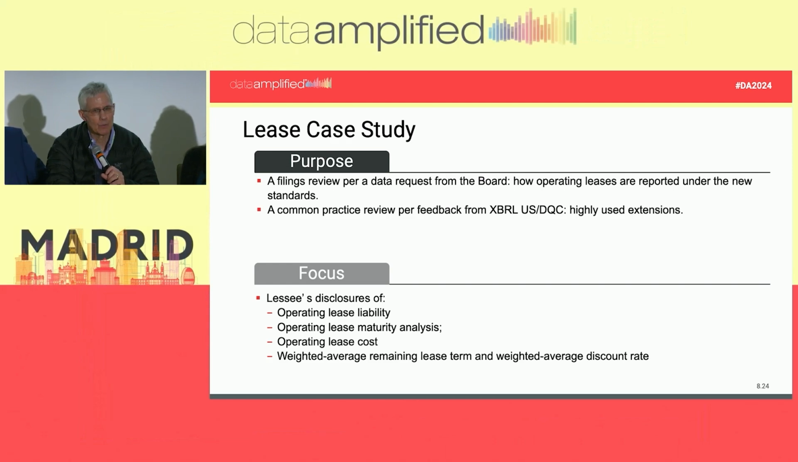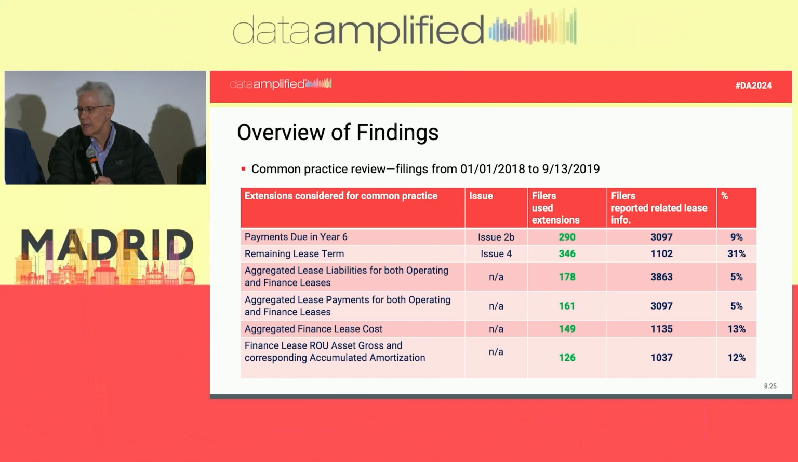And after it was put out, we had requests both from our board to do an analysis on how it was being utilized, how the standard was being implemented. And we also had a common practice review feedback from XBRL US DQC on highly used extensions. And so we looked at a variety of disclosures in the leasing area. And this is just a simple summary of some of the things we found.